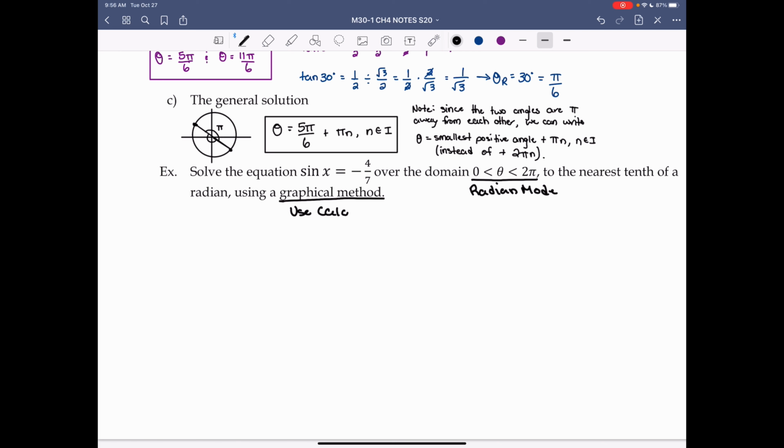Just like solving any equation graphically, there are two ways we can do it. We have sine x is -4/7. We could move everything to one side of the equation so that the other side equals 0, and then solve for the x-intercepts, or we can graph two separate equations and find the x values of the intersection points. I'm going to do it that way: y1 equals sine x, and y2 is -4/7.